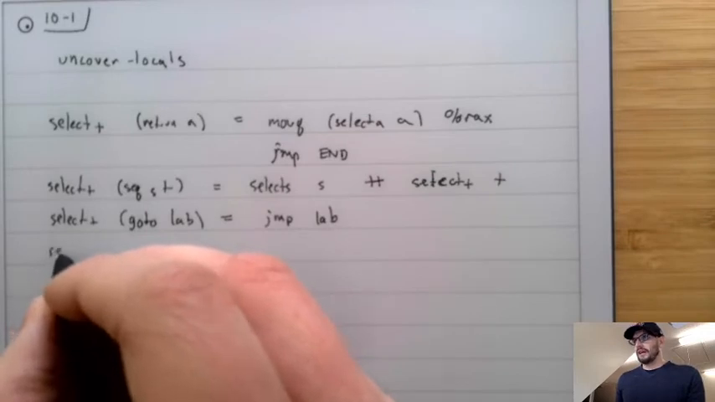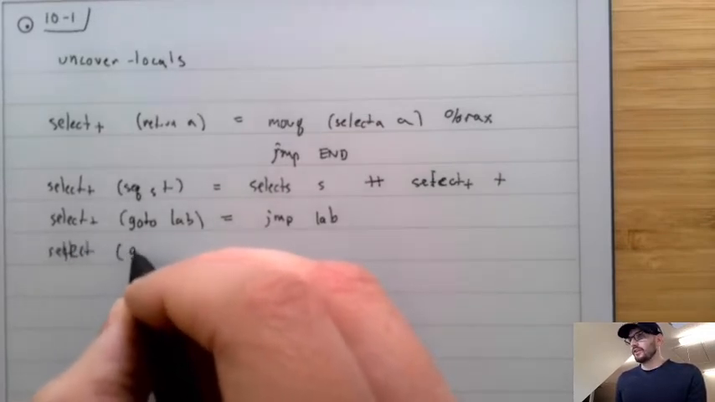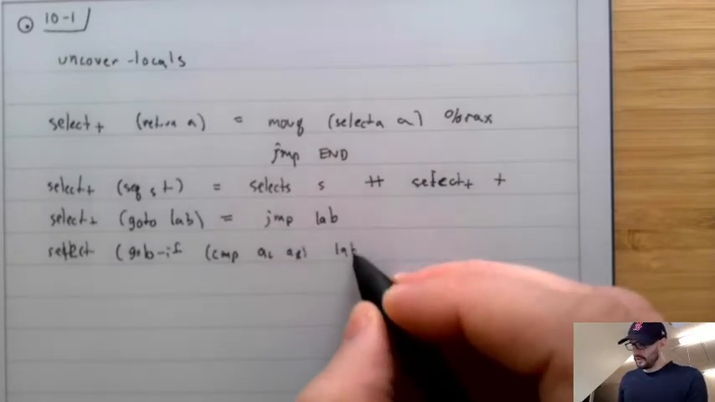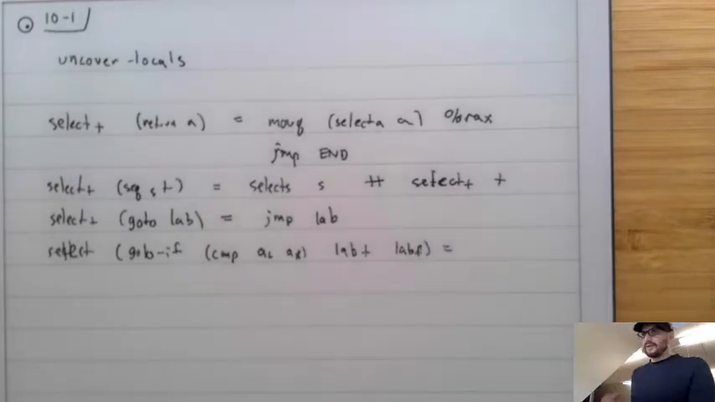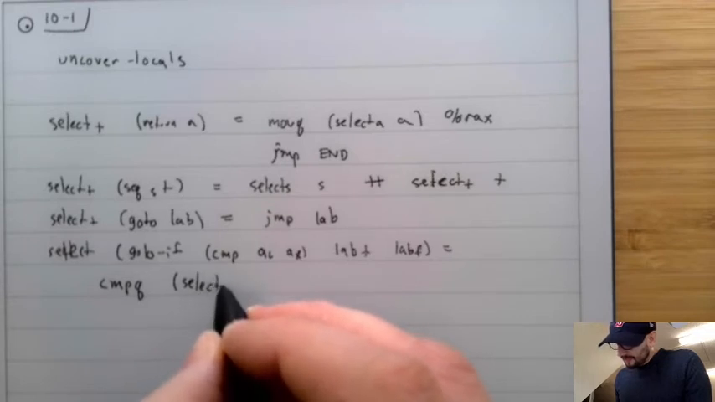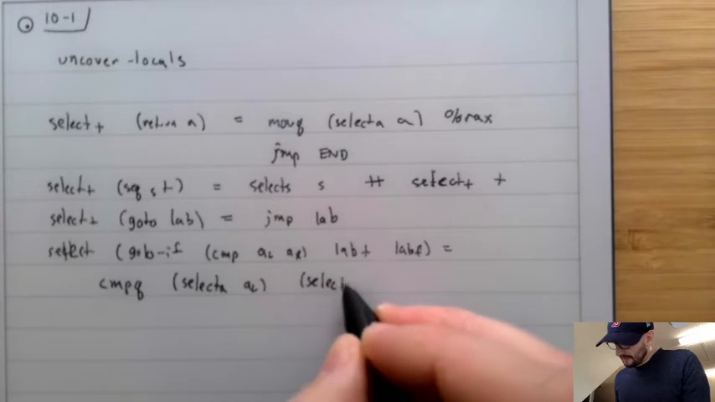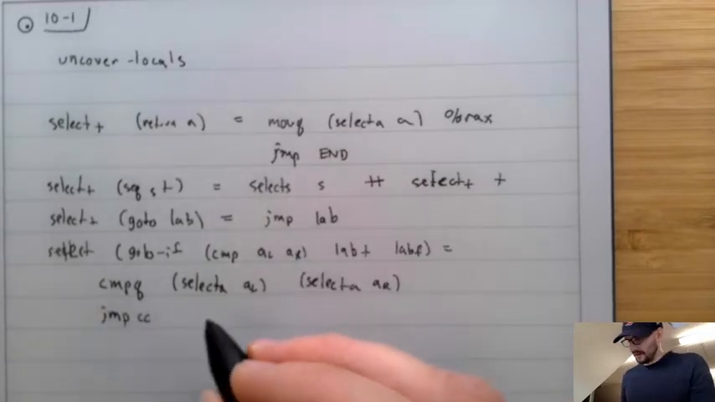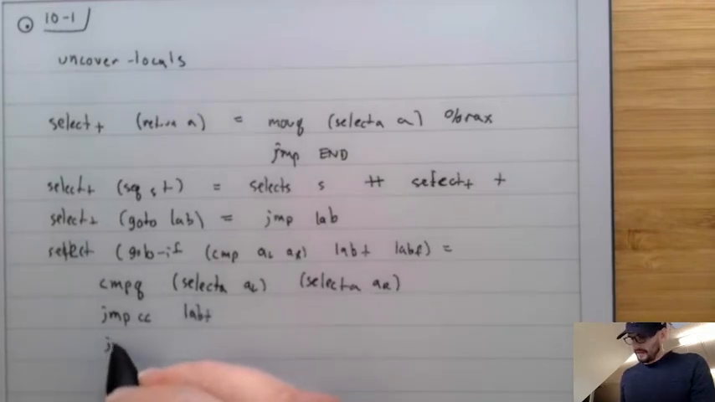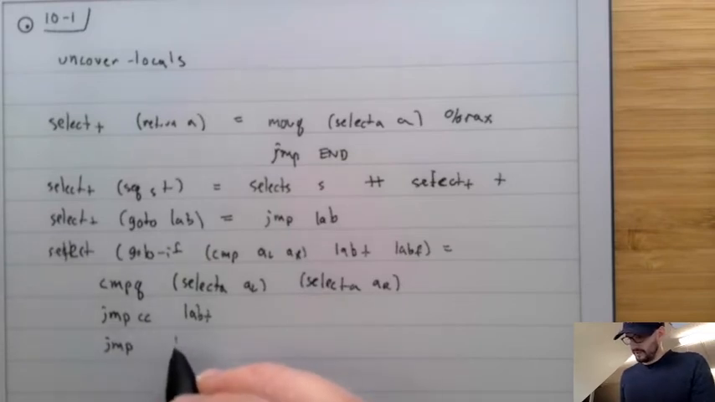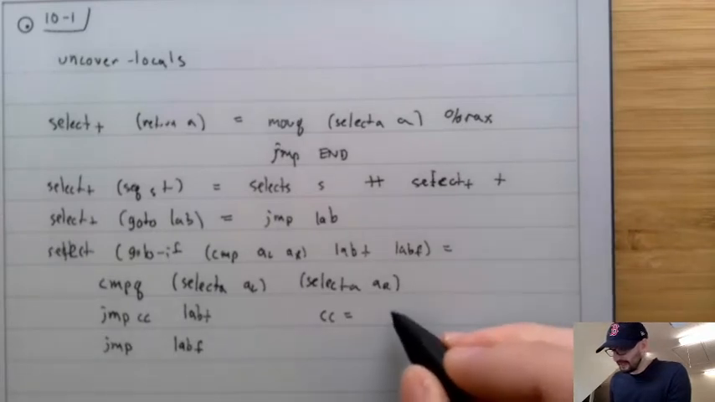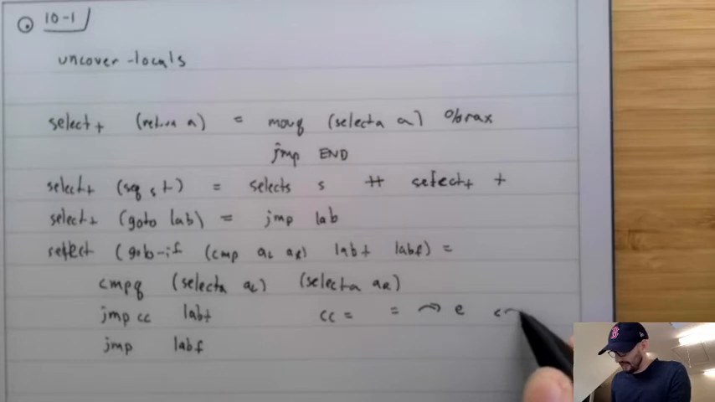We could also have a select T of a goto if, and a goto if has the comparison, the argument on the left, the argument on the right, the label for the true side, and the label for the false side. What we do here is a compare Q with a select A on the AL and a select A on the AR, and then we do a jump CC on the label T, and then a jump to label false, where CC we match up. So for instance, if it says equal, then we turn that into E. If we see a less than, then we turn that into L, and so on.